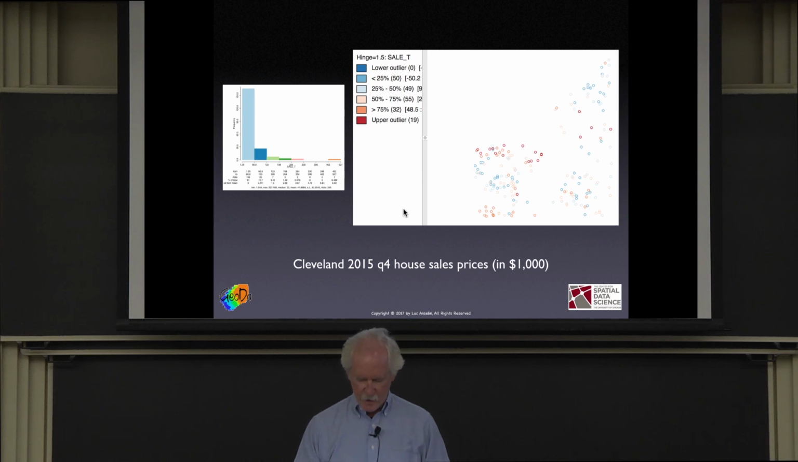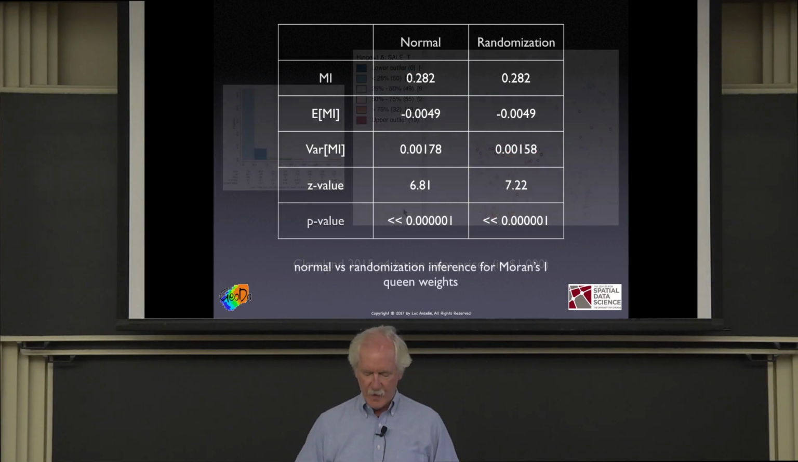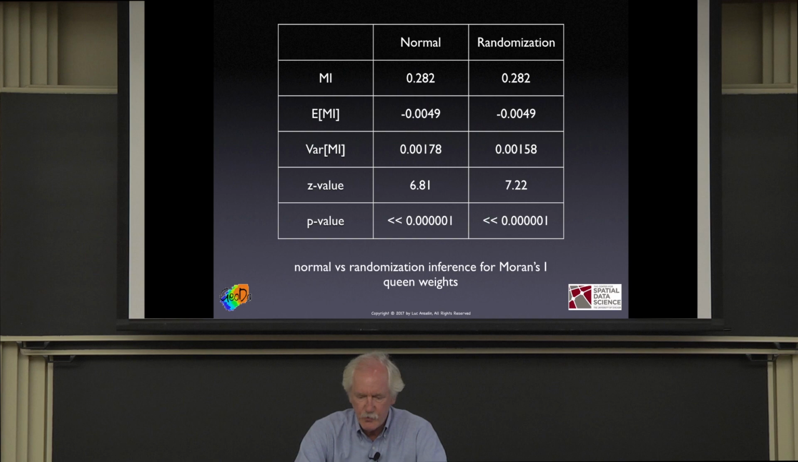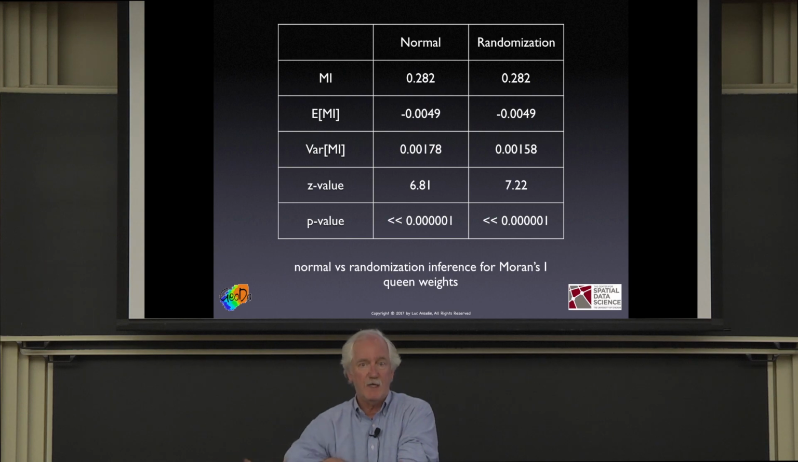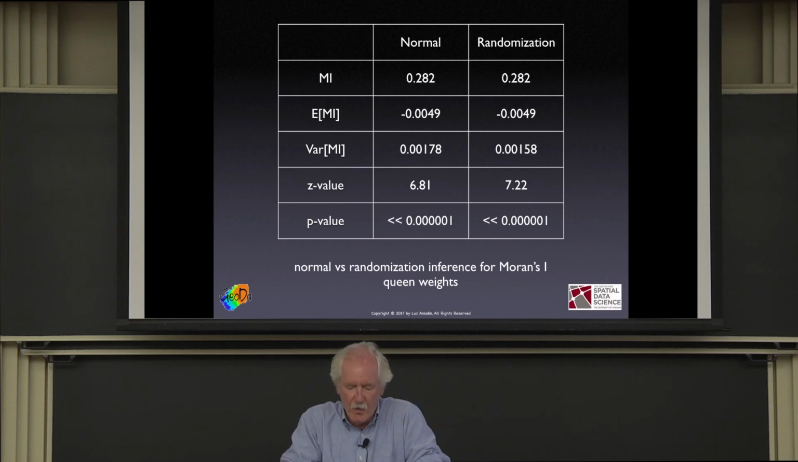So this is our data set. We'll talk about this more in the lab. But just to set the stage, I compute Moran's I for the house prices in our data set, and then using two analytical approaches, here are the summary characteristics. So the statistic, of course, is the same, because the statistic has nothing to do with these assumptions. And the mean of the statistic is also the same.